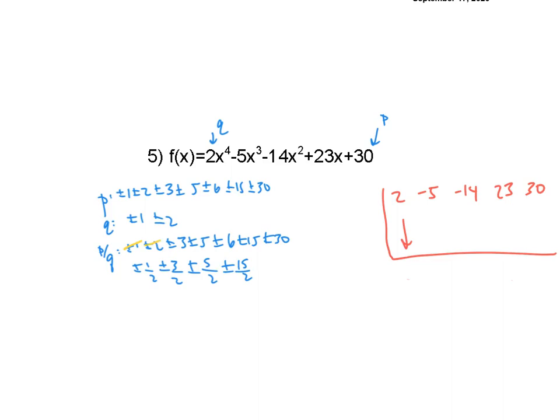Let's try 3. Start with 2. Multiply, I get 6. Add, I get 1. Multiply, I get 3. Add, I get -11. Multiply, I get -33. Add, I get -10. Multiply, I get -30. Add, and I get 0. Woohoo! So what do I know? I know that x equals 3 is a solution and x minus 3 is a factor.